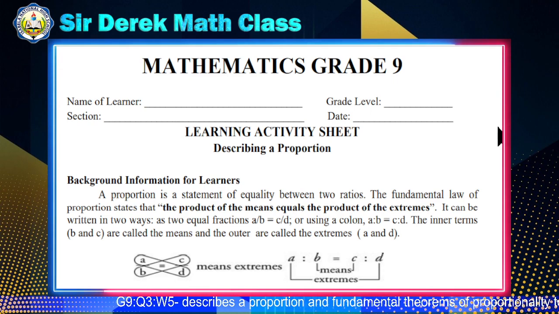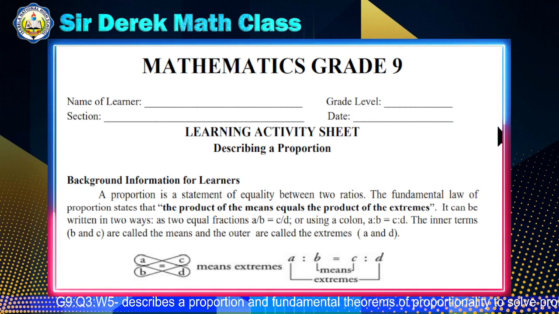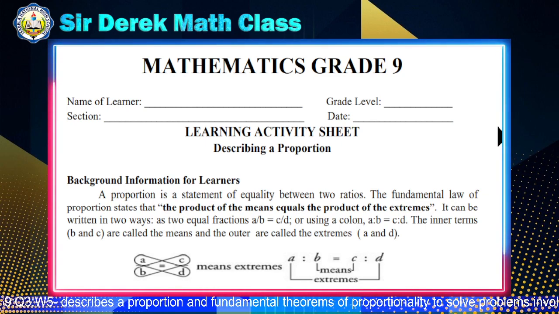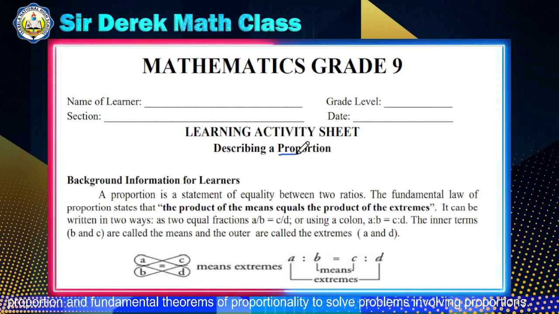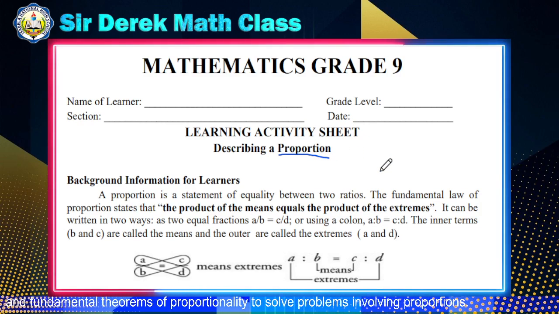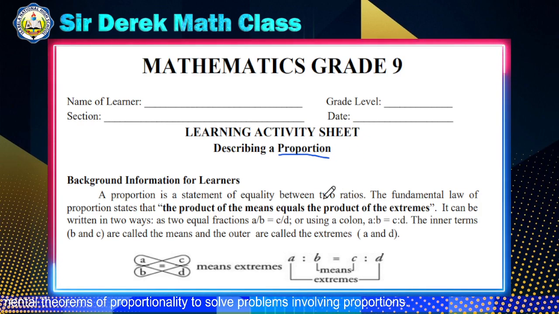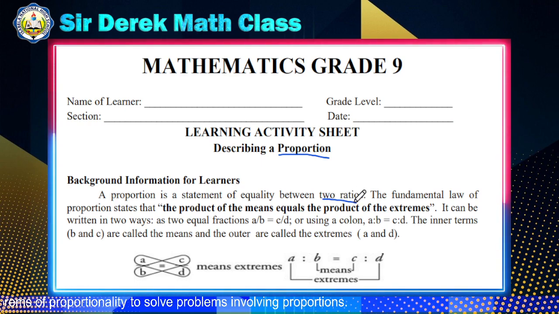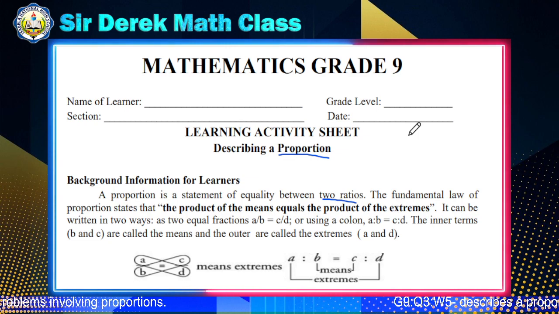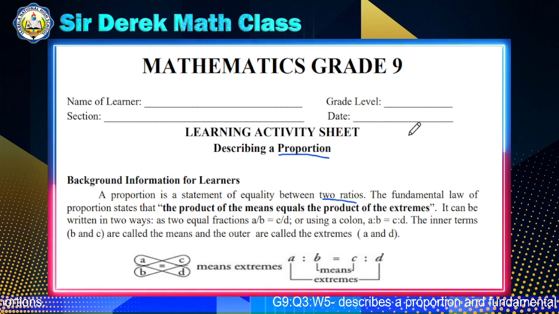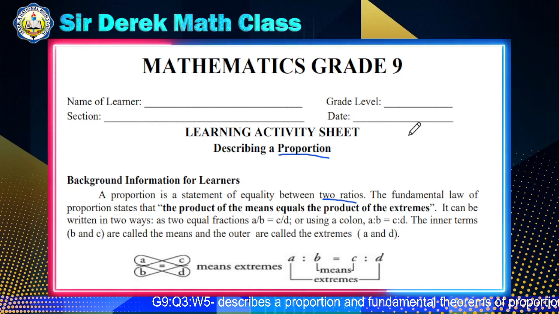So this meeting will focus on two competencies. First is describing proportion. When we say proportion, take note that it is composed of two ratios. We are going to compare two ratios, and in describing proportion we will determine whether the two ratios are proportional or equivalent. So that is what we will study in describing proportion.